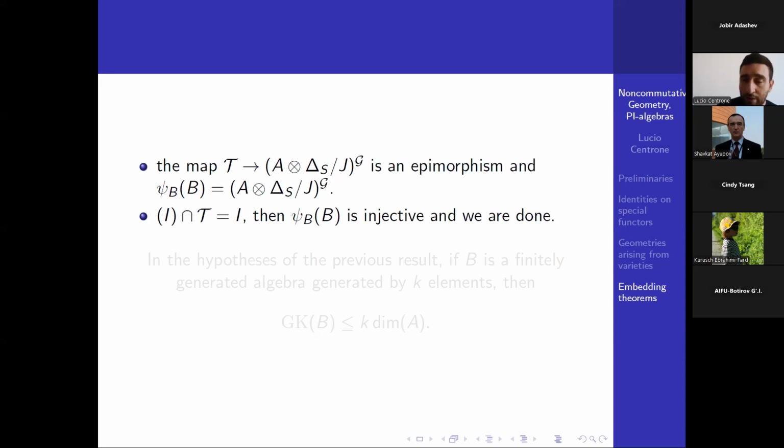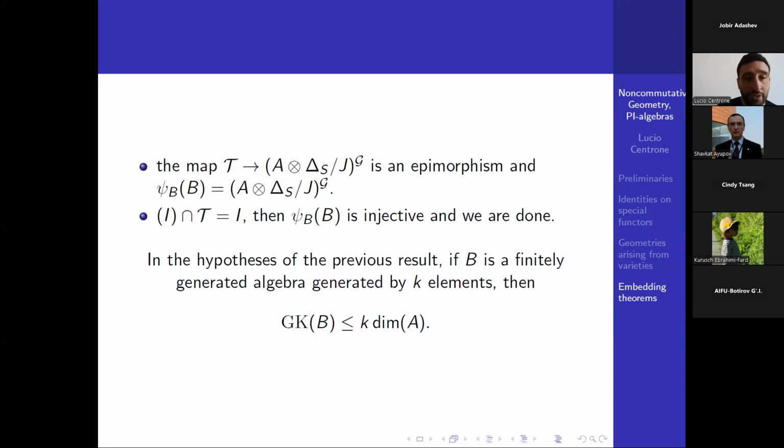We also have a related result saying that, in the hypothesis of the previous result, supposing B is a finitely generated algebra generated by K elements, then its Gelfand-Kirillov dimension can be bounded from above by K times the Krull dimension of A. And this result also comes from the embedding theorem.